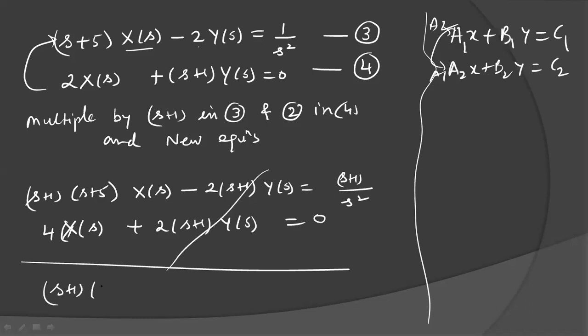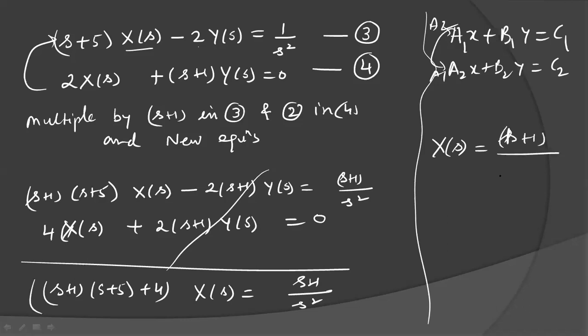So you will get [(s plus 1)(s plus 5) plus 4] X(s) equal to (s plus 1) over s square. Now what will be your X(s) here? That will be (s plus 1) over s square into [(s plus 1)(s plus 5) plus 4]. Now you can take the Laplace inverse and solve for x(t). Then similarly you can find y(t) by multiplying by s plus 5 in equation 4 and multiplying by 2 and then subtracting. You will get Y(s).